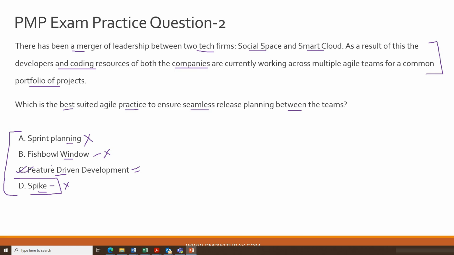So the reason I discussed this question as a part of this exercise, guys, is to help you understand the importance of subject matter expertise regarding the topic of Agile when you are preparing for your PMP exam in 2023.